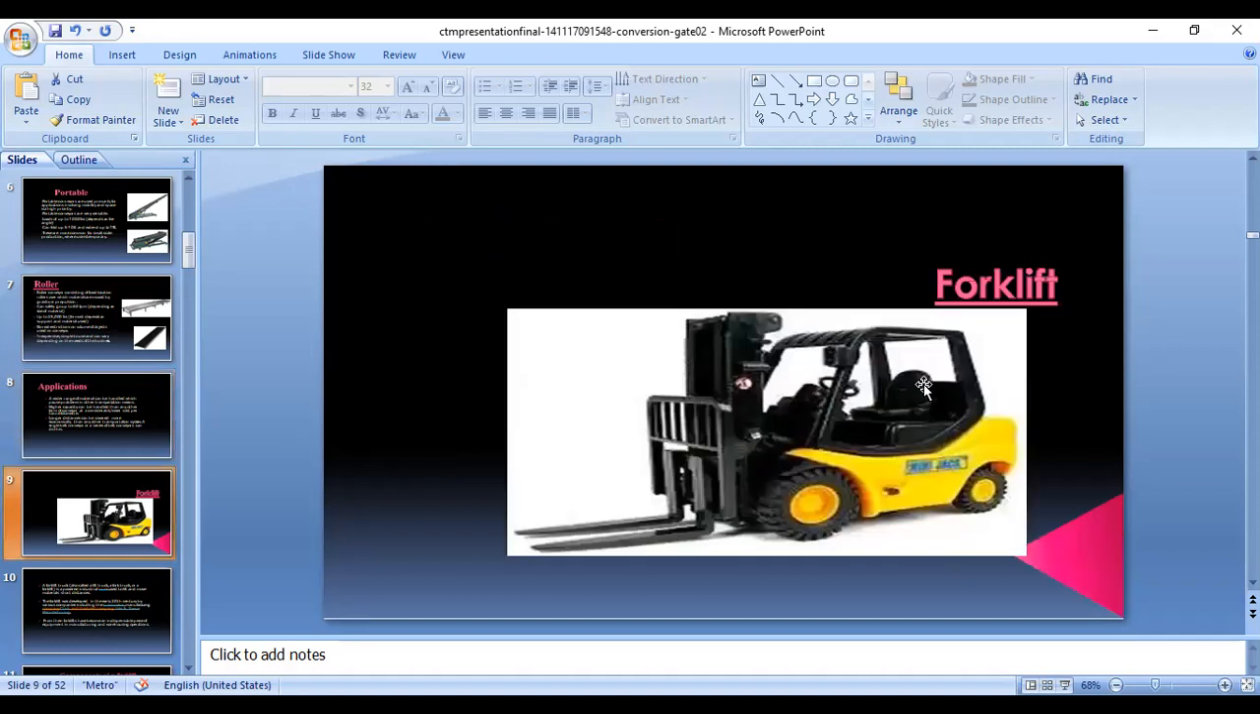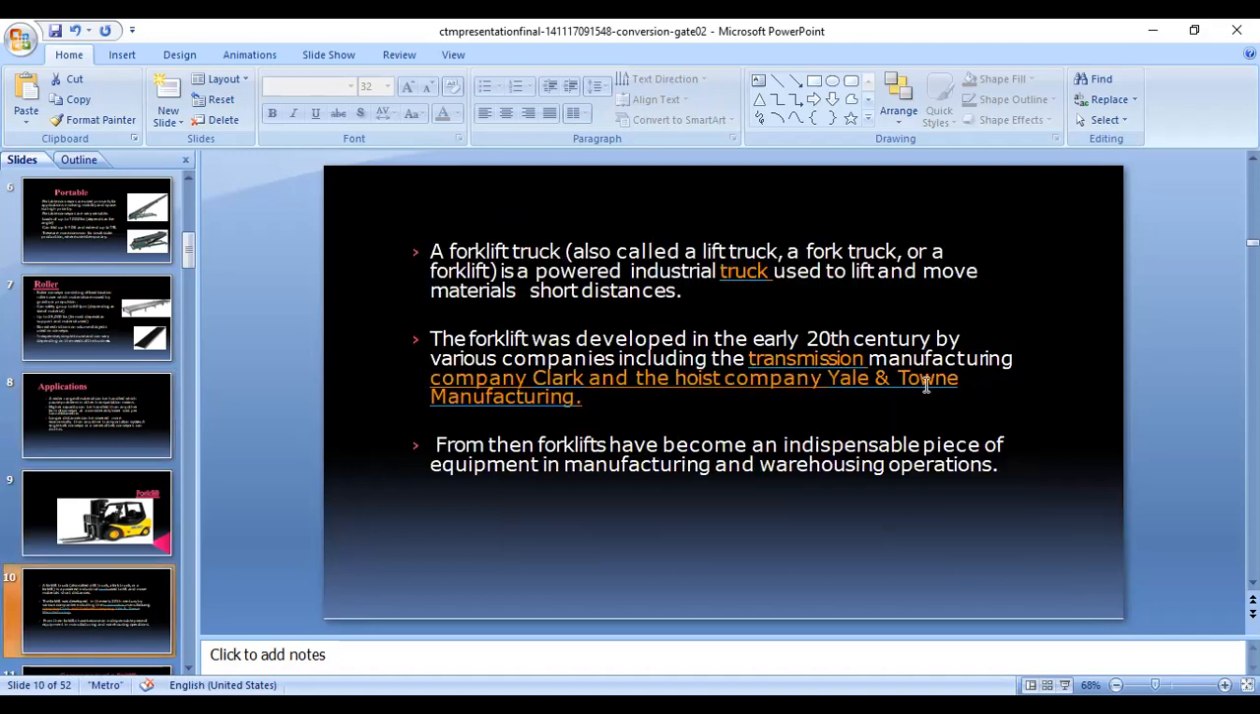Here you can observe in this picture, this is the forklift. It can lift loads vertically to some extent. A fork truck, also called a lift truck or a forklift, is a powered industrial truck which is used to lift and move materials over short distances.